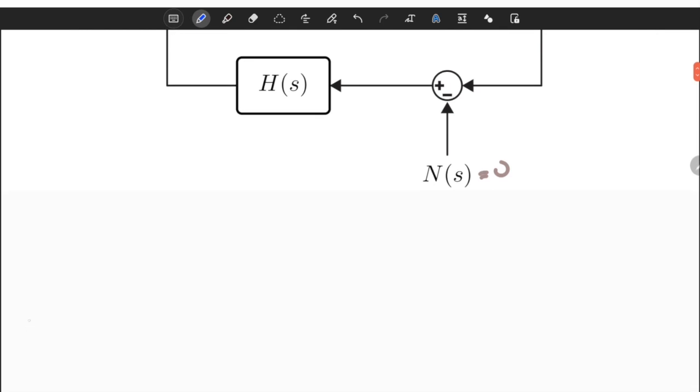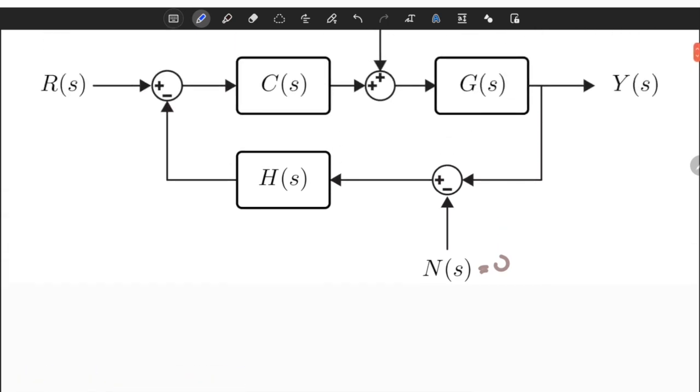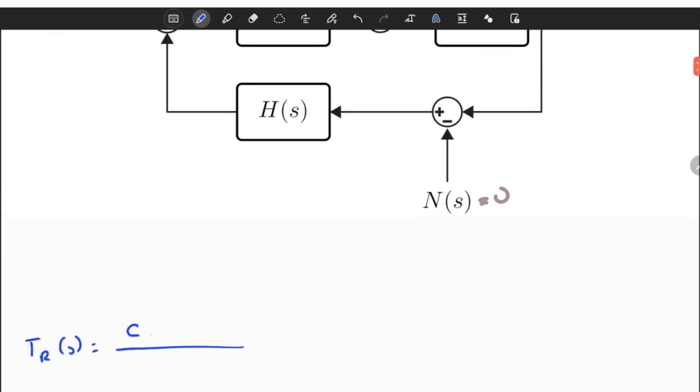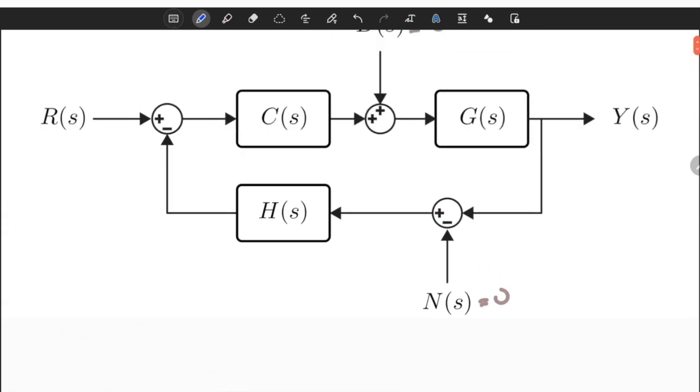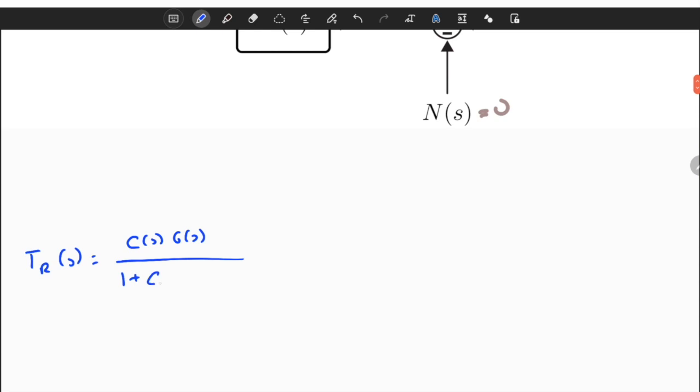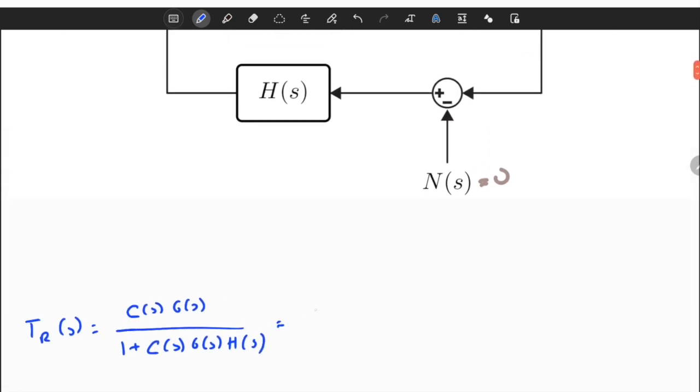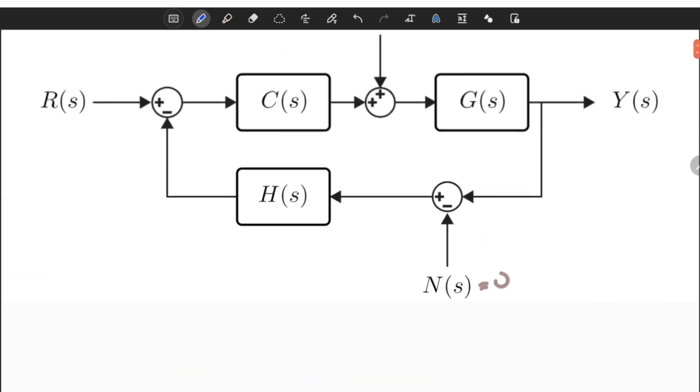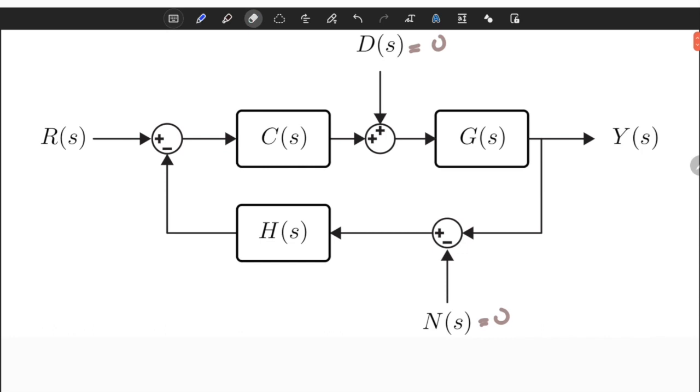So T of R of S is equal to the feedforward part, C of S times G of S, over 1 plus the multiplication of all of the components in this path: C of S, G of S, and H of S. This is the transfer function from R to Y, that is, Y of S over R of S. That's great.